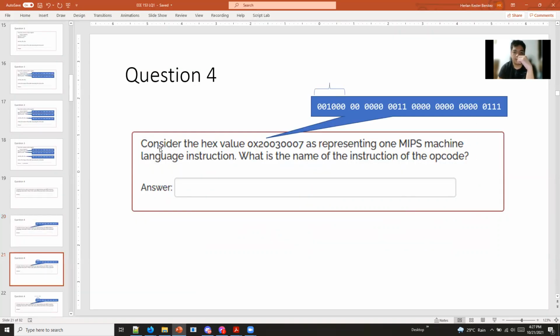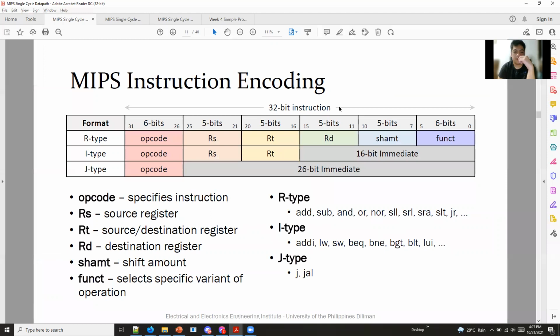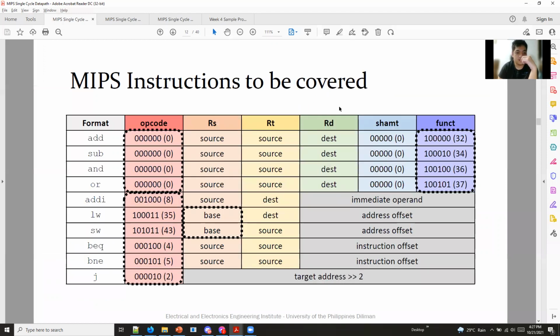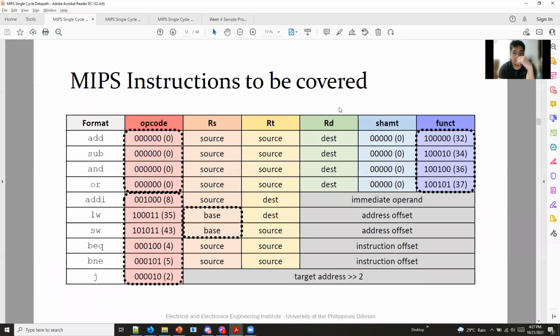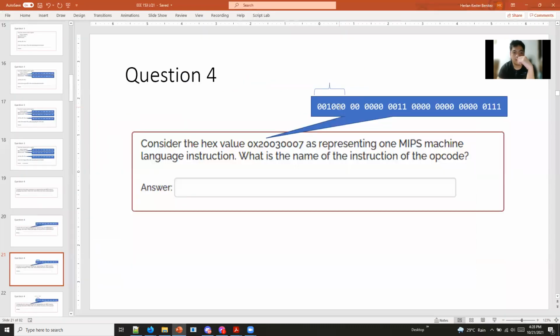So, ang opcode natin, lagi naman siyang 6 bits. So i-group natin yung first 6 bits dito. And then, meron naman tayong mga comprehensive reference, pero makikita natin dito si 001000 ay yung opcode natin for the add I instruction. So, yun na yung sagot sa tanong dito actually.